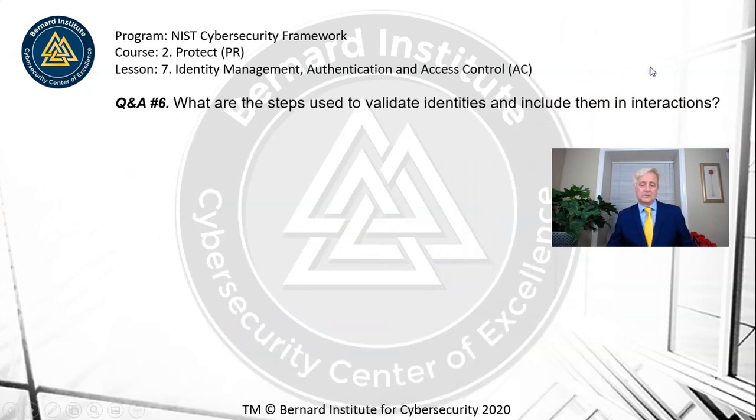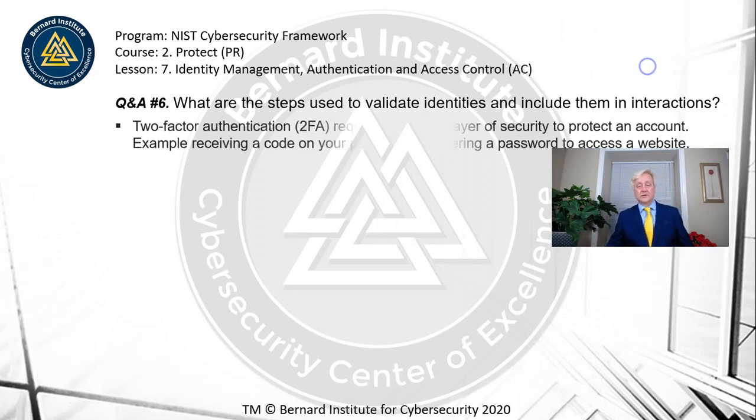What are the steps used to validate identities and include them in interactions? Well, one step is two-factor authentication. We talked about that a little bit, okay? So it's something that you could use in your organization. The way it works requires an example. A code on your phone could be sent to you. So you could be trying to log in. It doesn't let you log in, but then it says enter a code. So you enter the code and it sends you an illustration that maybe you verify.